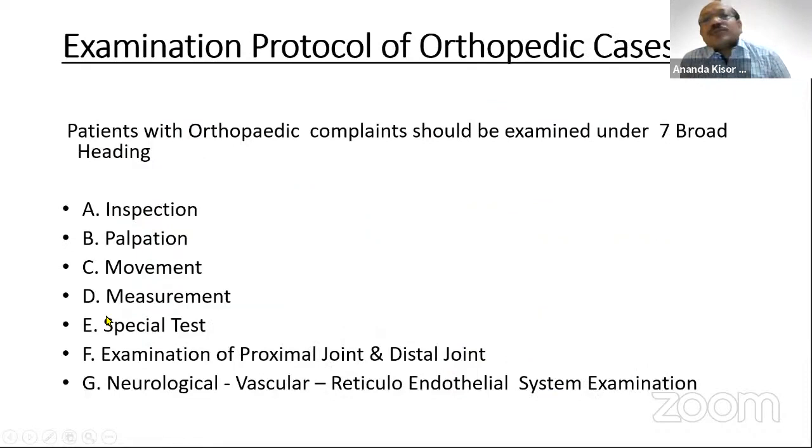So we are going directly to the orthopedic examination. Life has become easier because there are 7 broad headings. So we have to remember the 7 broad headings for the hip orthopedic examination: inspection, palpation, movement, measurement, special test, examination of the proximal joint and the distal joint, and neurological, vascular, and reticuloendothelial system, the last point. Every point has been divided into 3 subheadings.